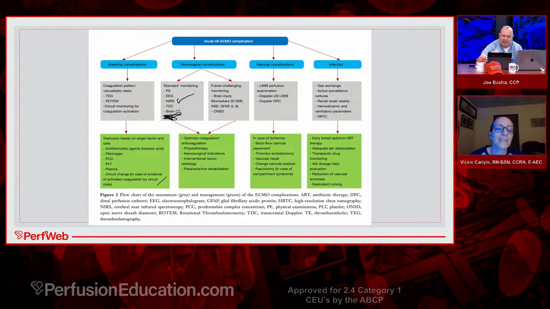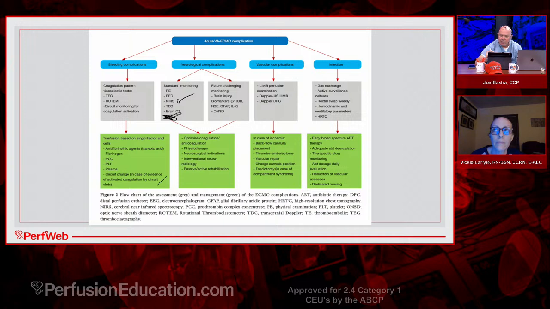You can't bring an ECMO into the magnet. There's future challenging monitoring of brain injury. There are biomarkers that they're looking at. They're listed here.